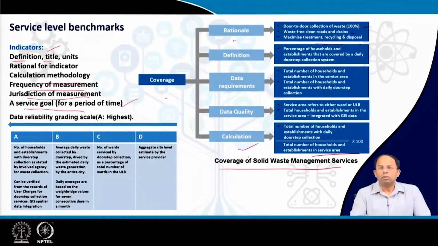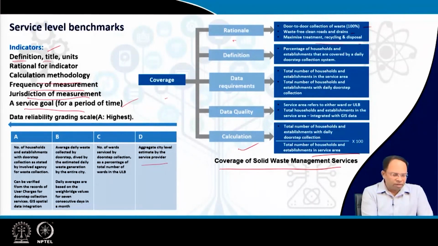Now coming to the data reliability part, D level of data reliability is when the service provider gives a very broad aggregate level value, right? So that's a D level of service. There is no data recording. So let's go to the A level of service.